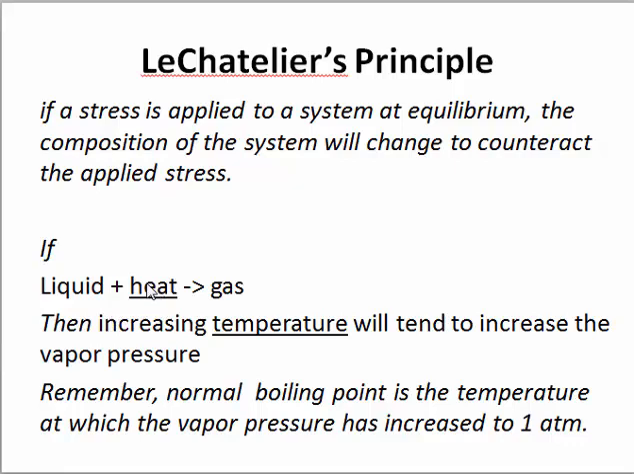If we increase the temperature in a particular system at equilibrium, we are disturbing the balance. We are effectively adding more heat on the left-hand side. To counteract the change, more gas evaporates. This increases the equilibrium vapor pressure. Again, increasing temperature supplies more heat on the left. To reattain the balance, the system will cause more gas to evaporate, increasing the vapor pressure. It's an important point to remember that the normal boiling point is the temperature at which the vapor pressure has increased to 1 atmosphere.